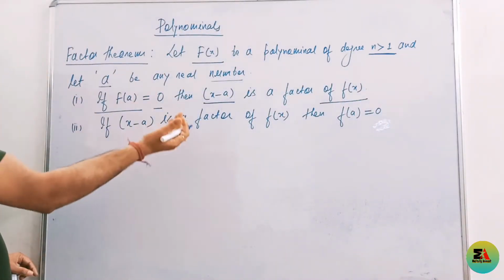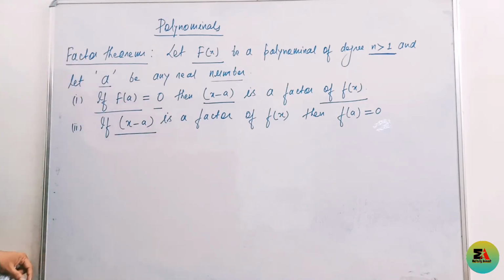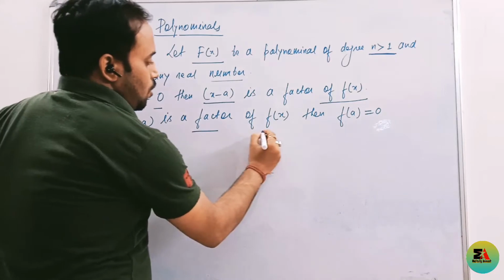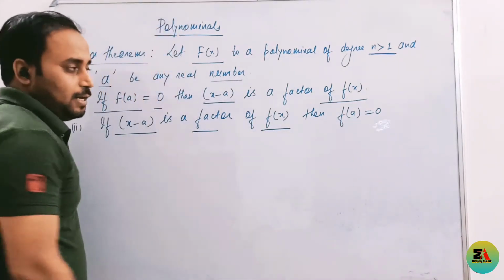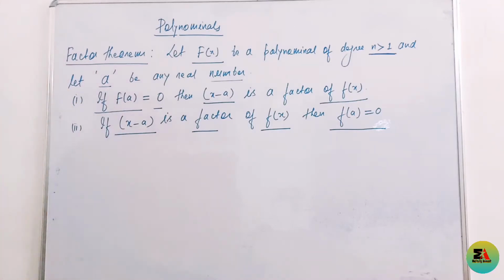Now case 2 is just the reverse way. If x minus a is a factor of polynomial f(x), then f(a) is equal to 0. It is just the reverse. This is our factor theorem. Now we can understand it by some examples.